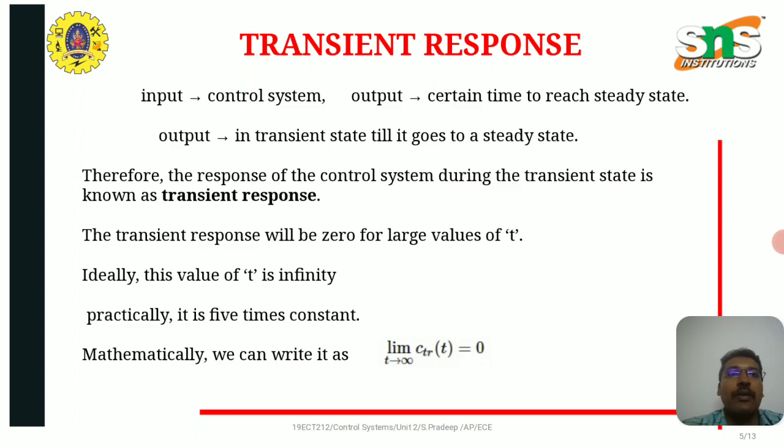The response of the control system during the transient state is known as transient response. In this, the output of the control system takes some time to reach steady state after the input is applied. The transient response will be 0 for large values of t. Ideally, this value of t is infinity. Practically, it is 5 times the time constant. Mathematically, we can write it as limit t tends to infinity, c_tr(t) equal to 0.